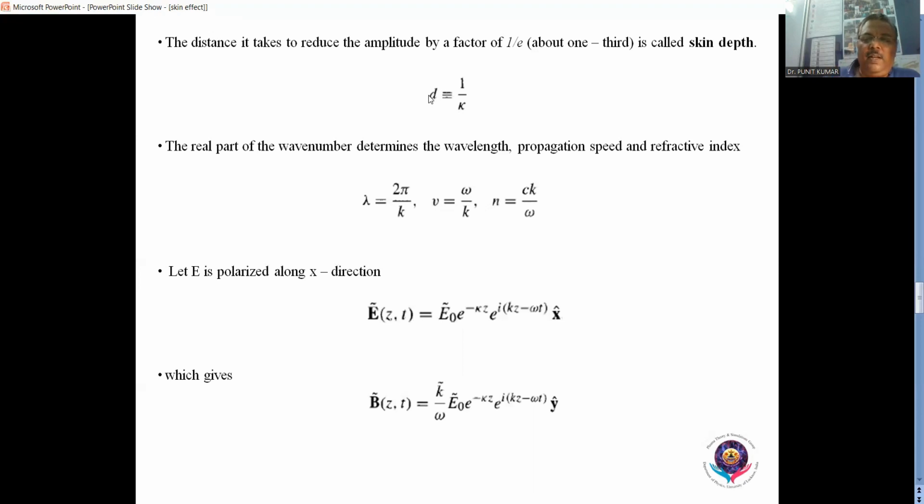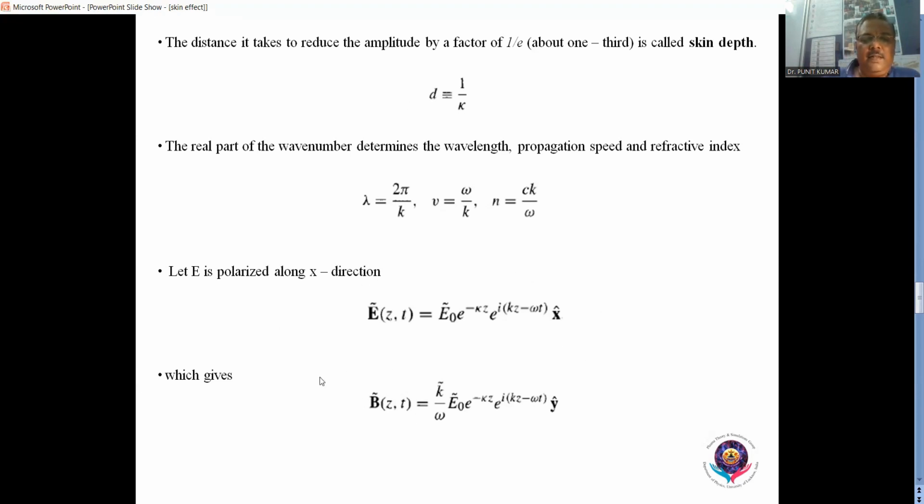So if we have an intensity 1 at the interface where the electromagnetic wave is entering into the conducting medium, it will start decaying, and the depth at which it becomes 1 by e of the amplitude that was at the interface, that depth is called the skin depth. And the real part of the wave number gives the wavelength, propagation speed, and the refractive index, and the imaginary part is responsible for this decay.